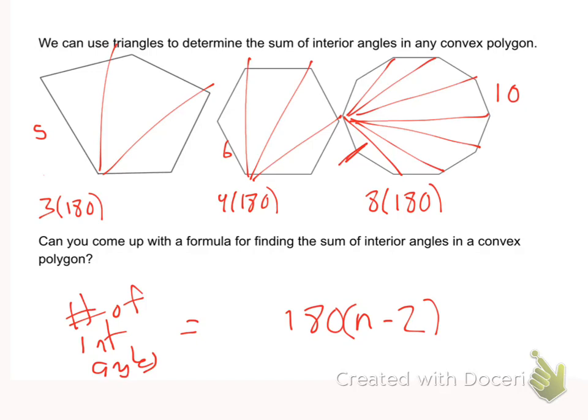If I told you we're looking for a 15-sided object, how many interior angles? 15 minus 2 is 13 times 180. You got it. How many exterior angles in a 15-sided convex polygon? 15. Exterior angle, convex polygon, always 360 degrees. Interior, use the formula. Exterior, always 360 degrees.